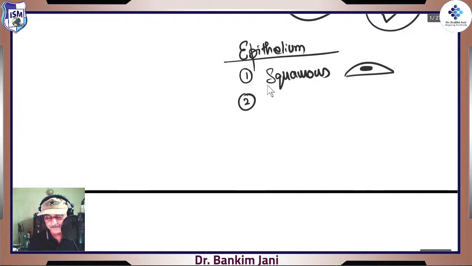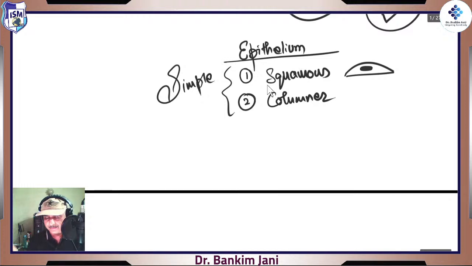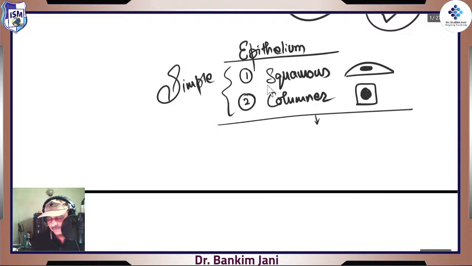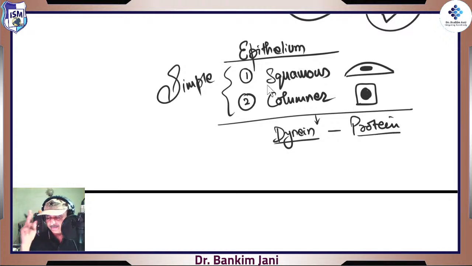Then second, we saw the columnar. And in both these cases, they were simple. Simple means only one layer. And the nucleus was big, right? Big round nucleus. And after this, we talked about something very important. One of the important things was dynein, a protein so important that it leads to the movement of those villi, true?